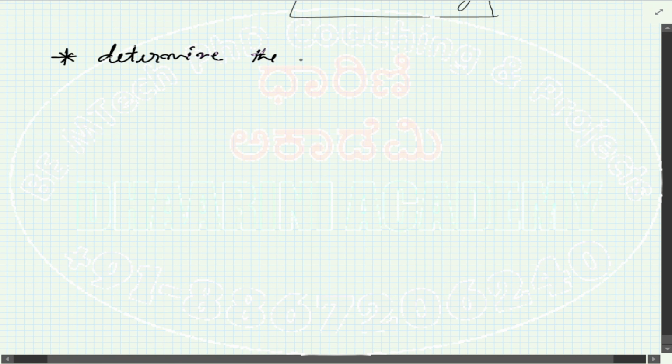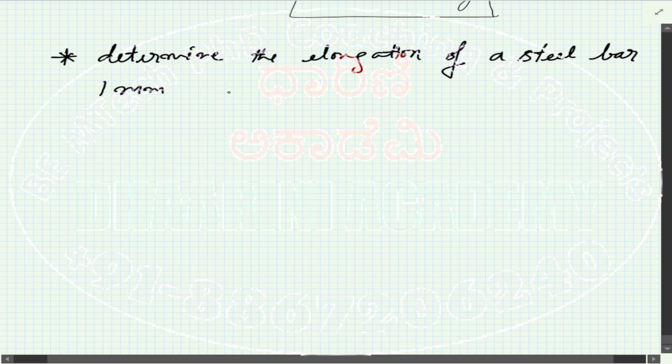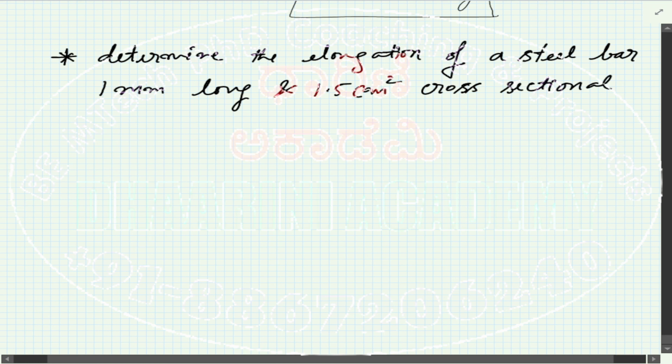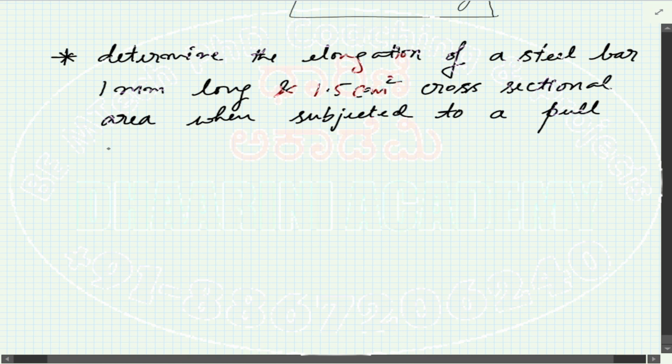Determine the elongation of a steel bar 1 millimeter long and 1.5 centimeter square cross-sectional area when subjected to a pull of 1.5 into 10 to the power 4 Newton.